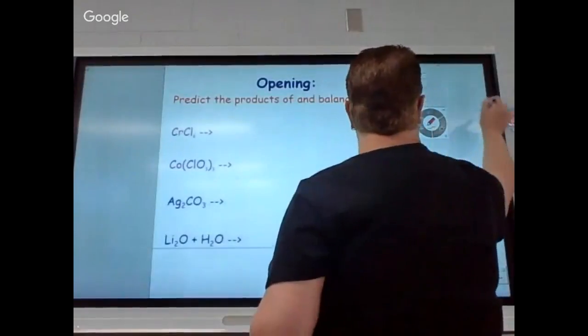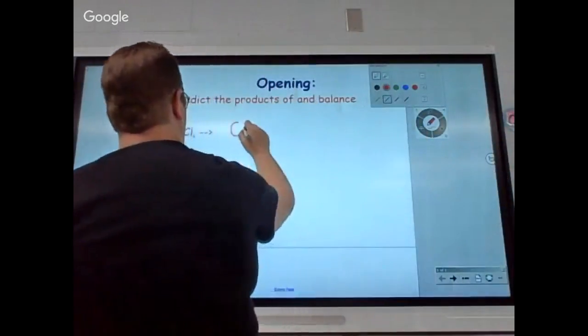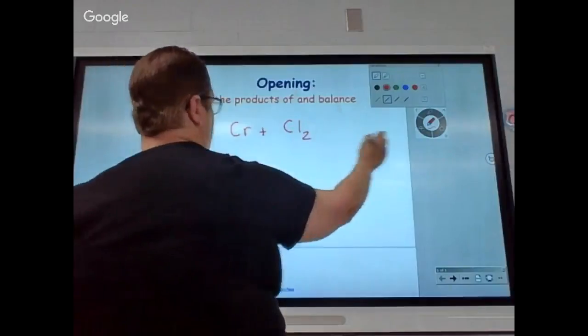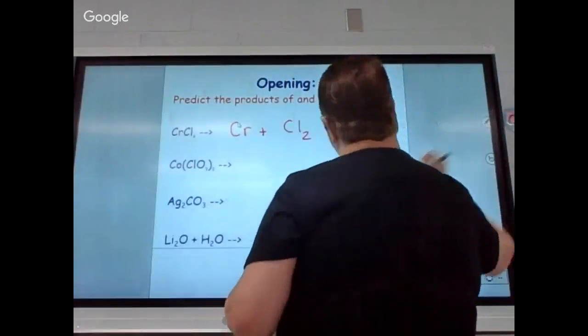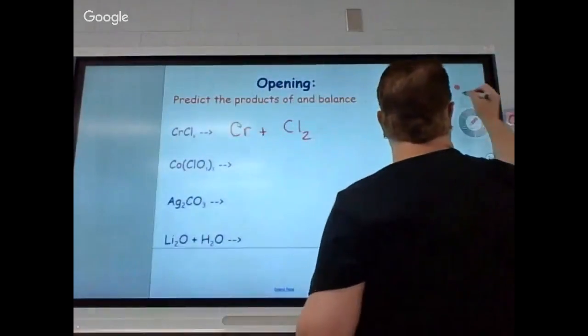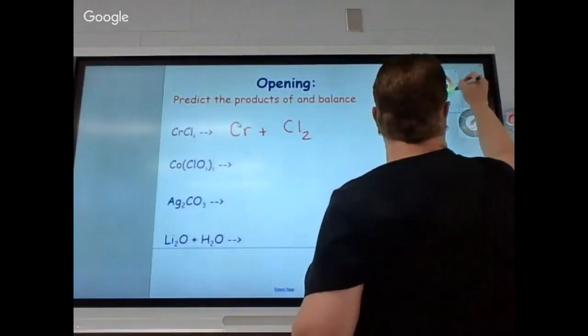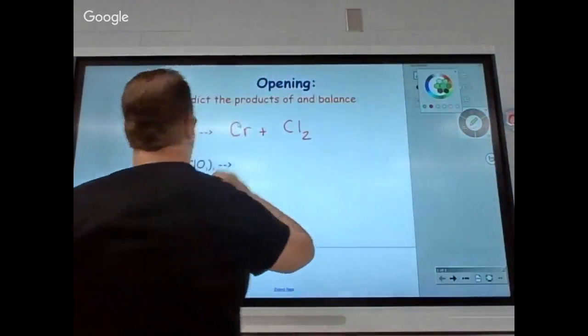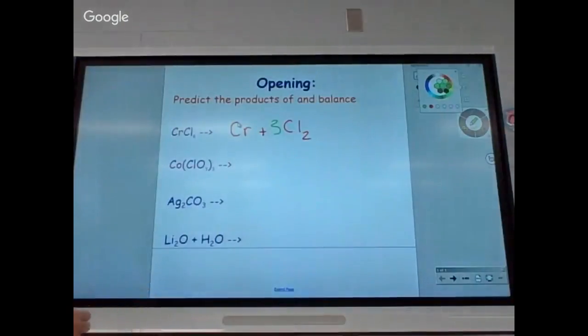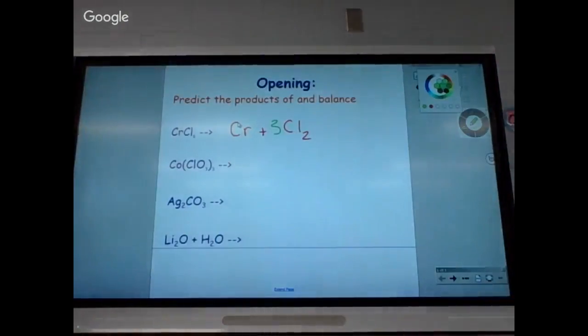Do we know? Okay, the CR gets a 2. Is it balanced? No. So if it's not, what do we need to do to it? Put a 3 by the CL. Everybody okay with the first one? All right, what can you tell me about the second one?